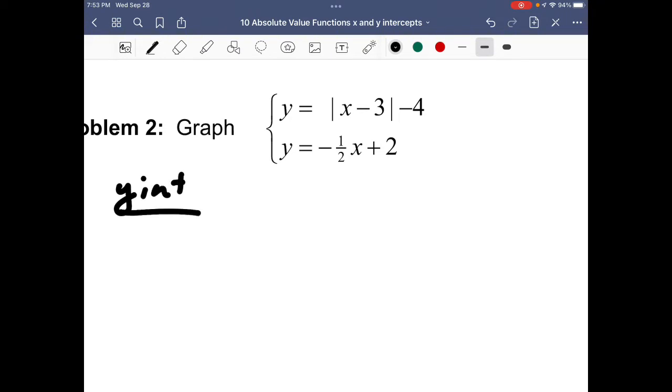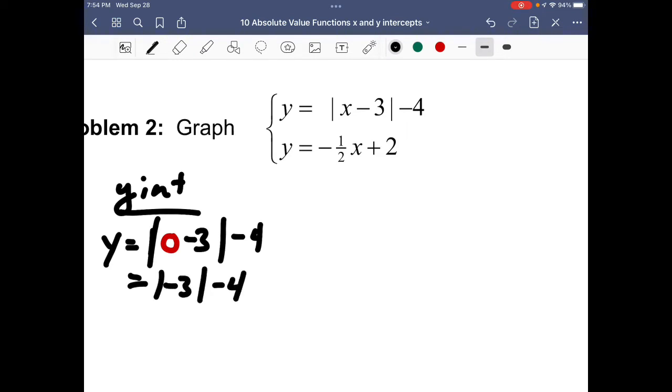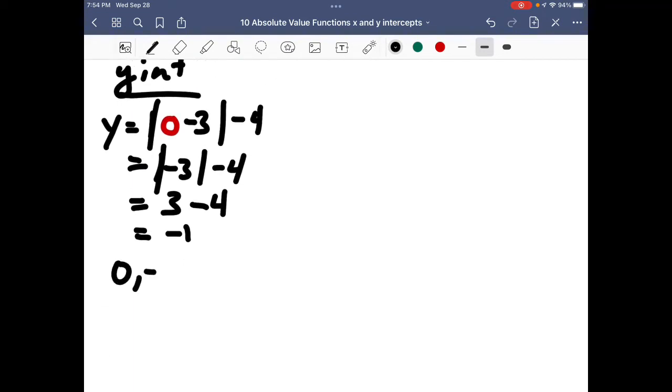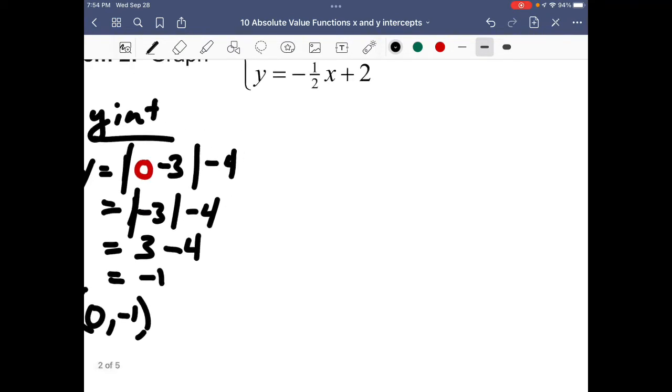Y-intercept. Plug a 0 in for X, right? I'm going to show it one more time. I get the absolute value of 0 minus 3, minus 4. I'm pretty sure that's going to be the absolute value of negative 3, minus 4. And remember, absolute value is distance from 0, so we just get 3 minus 4. Eventually we get negative 1. Technically 0, negative 1. Again, that's your Y-intercept.